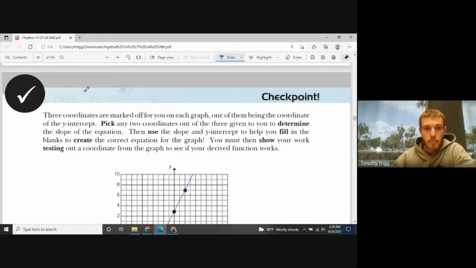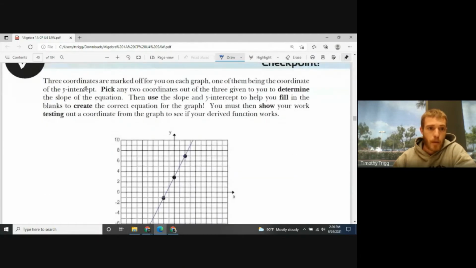All right, next page, page 28. 3 coordinates are marked off for you on each graph. One of them being the coordinate of the y-intercept. Pick any 2 coordinates out of the 3 given to determine the slope of the equation. Then use the slope and y-intercept to help you fill in the blanks to create the correct equation for the graph. You must then show your work testing out a coordinate from the graph to see if your derived function works.